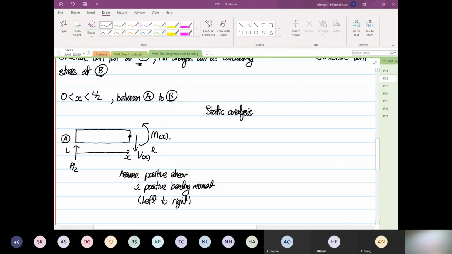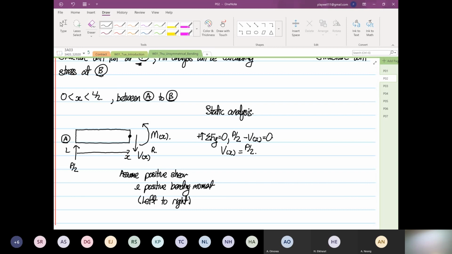So when this is the case, by doing static analysis, anything that is going up, summation of forces in the y direction is equal to 0. So you have P/2 minus V as a function of x is equal to 0. V as a function of x is equal to P/2. So this means from 0 to L/2, the shear force is a what?